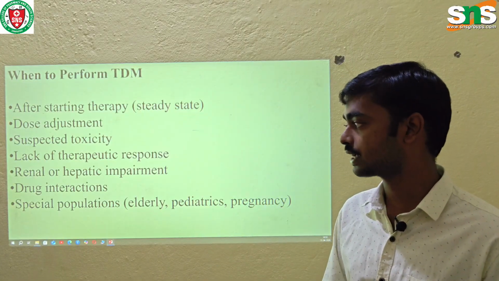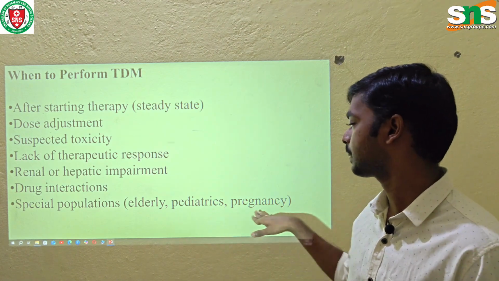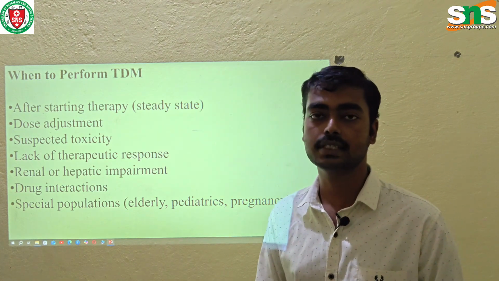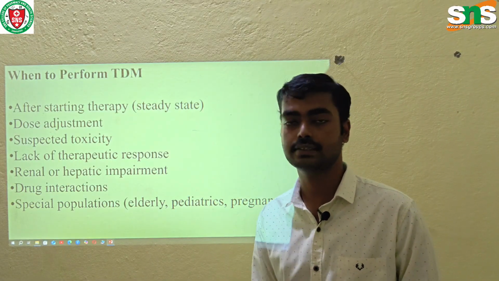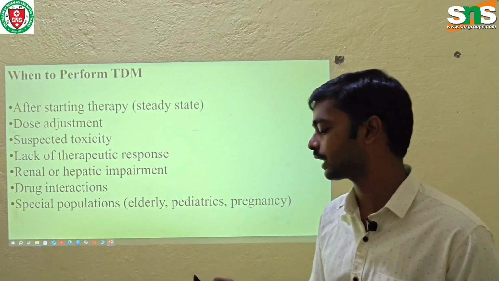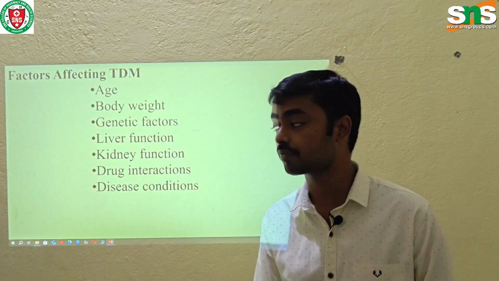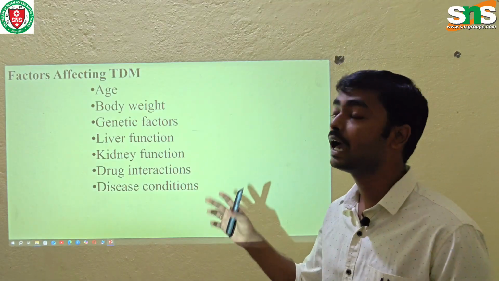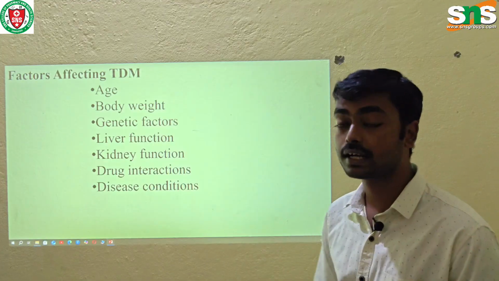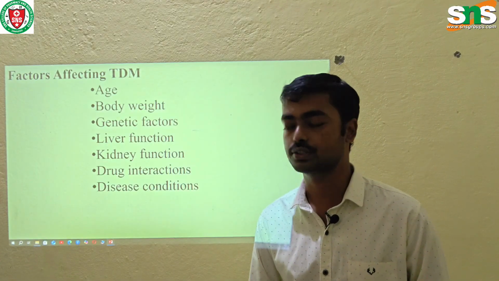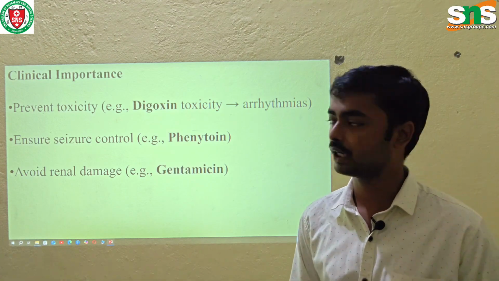Next one, drug interaction. We want to know about drug interactions, and special populations: elders, pediatrics and pregnant women. For these persons, the dose may be different from person to person. For such cases also, we want to measure the drug level. And the factors affecting therapeutic drug monitoring, there are different factors. The first ones are age, body weight and genetic factors, and liver function, kidney function, drug interactions, and disease conditions.